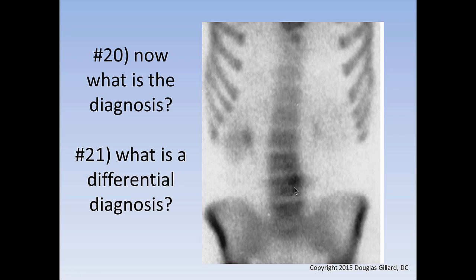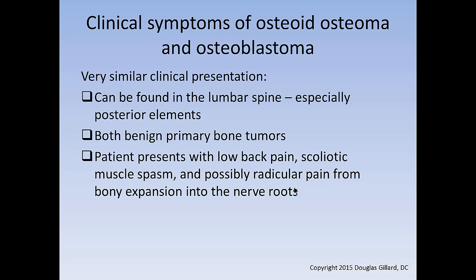Differential diagnosis. Let's see here. Clinical symptoms. Oh, differential diagnosis was osteoblastoma. They're very similar in presentation. Here's some differences perhaps. Well, these are their similarities. They can be found in the lumbar spine, especially the posterior elements. They're both benign primary tumors of bone. Patients present with low back pain, and scoliosis from muscle spasm can occur.